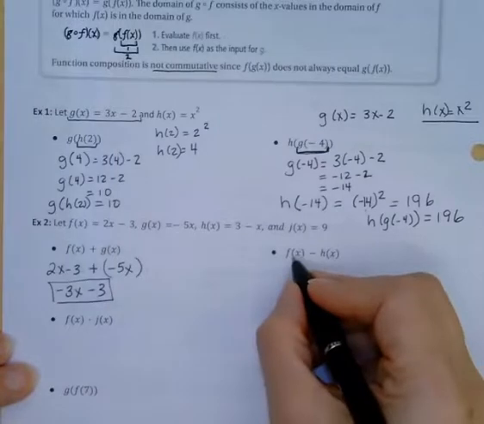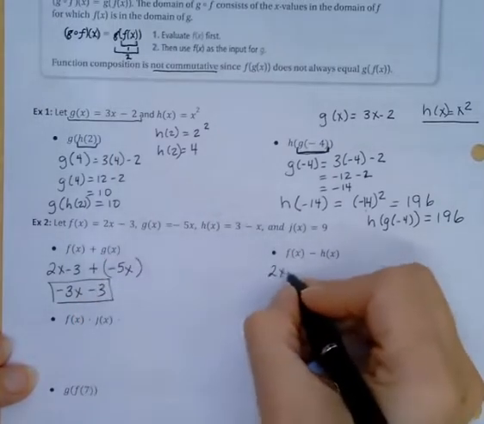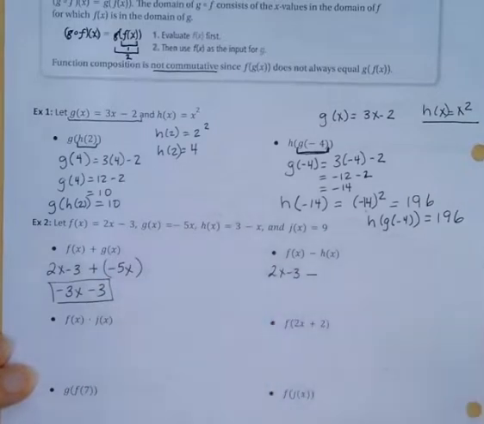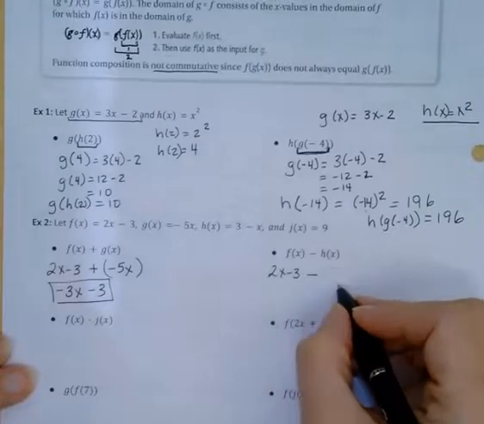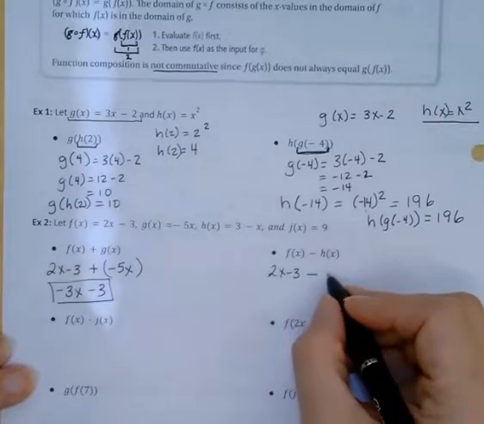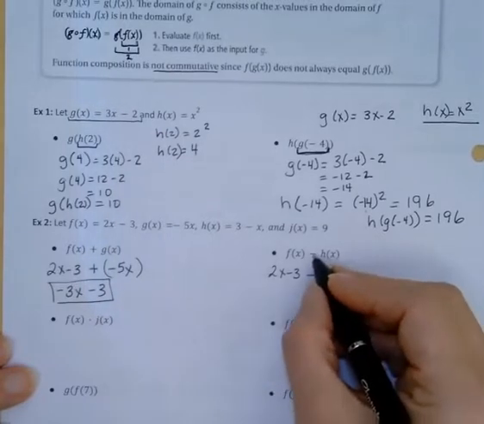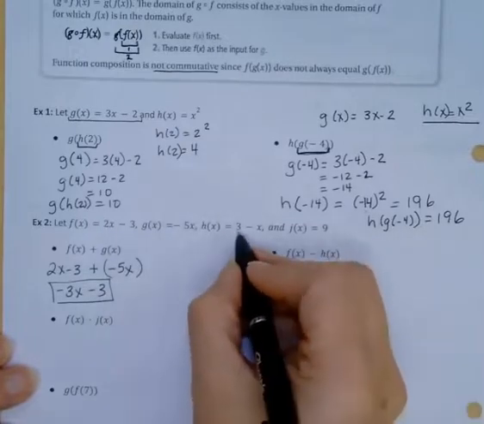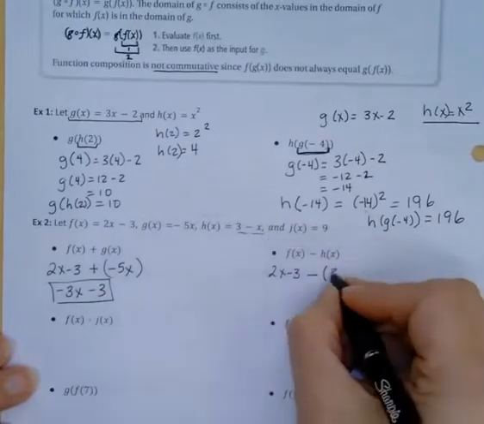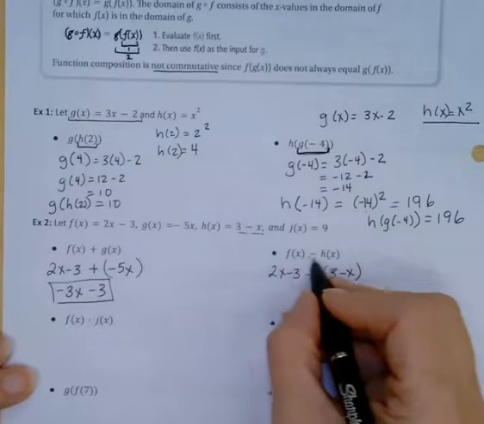Over here, my f of x. I know f of x is 2x minus 3. I need to subtract the h of x. So I have to be really careful here, because if h of x has any more than one term, I need to make sure I make everything negative, or I'm subtracting everything. So I'm going to put my h of x in parentheses. H of x right here is 3 minus x. I put it in parentheses because I'm about to subtract everything that's in there. F of x minus h of x.